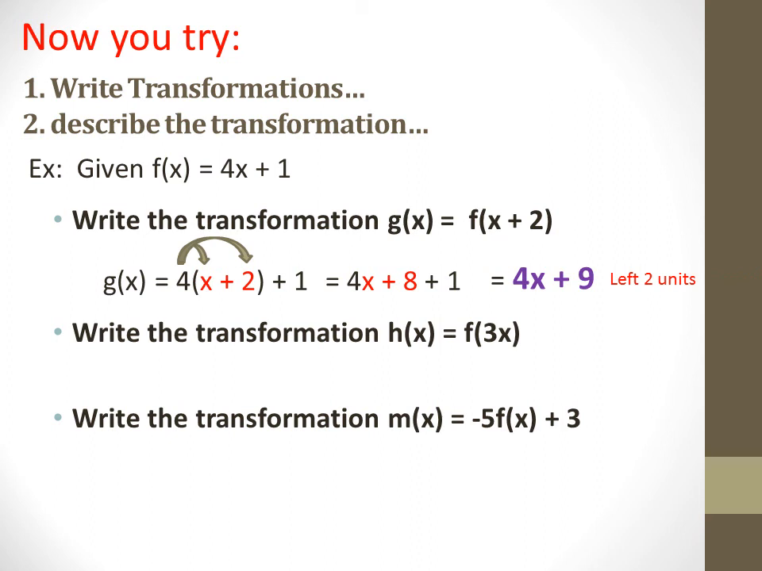The next one, we have 3x inside the parentheses. So it's similar to the last one. We're going to replace x with 3x. So what it becomes is 4 times 3x plus 1. The only thing here we have to do is really take 4 times 3x, which is 12x. We still have the plus 1, so here's our end result.